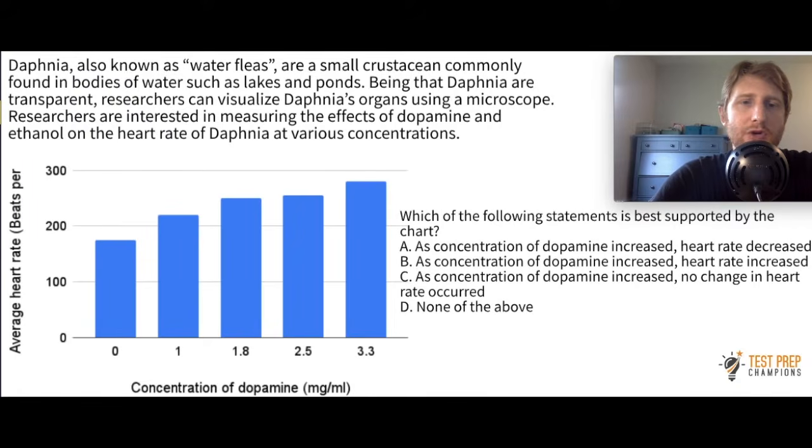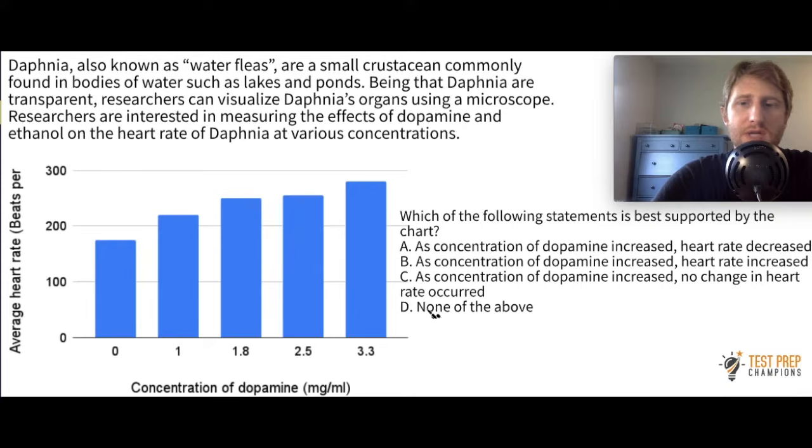Daphnia, also known as water fleas, are a small crustacean commonly found in bodies of water such as lakes and ponds. Being that Daphnia are transparent, researchers can visualize Daphnia's organs using a microscope. Researchers are interested in measuring the effects of dopamine and ethanol on the heart rate of Daphnia at various concentrations.